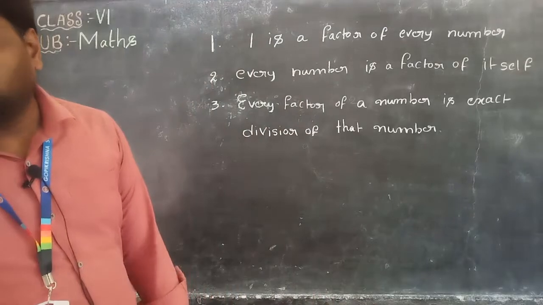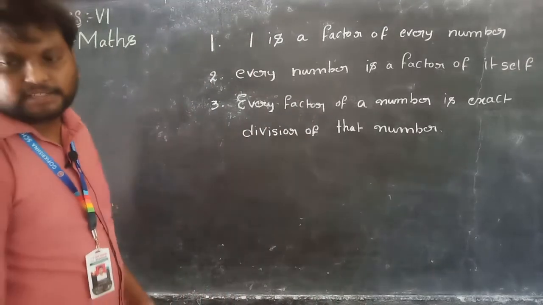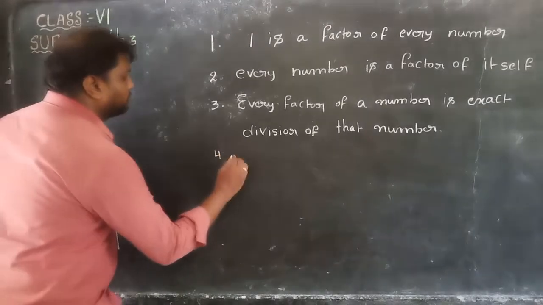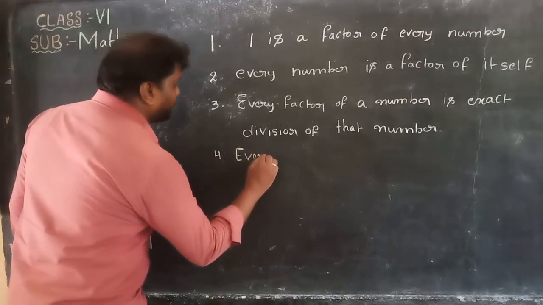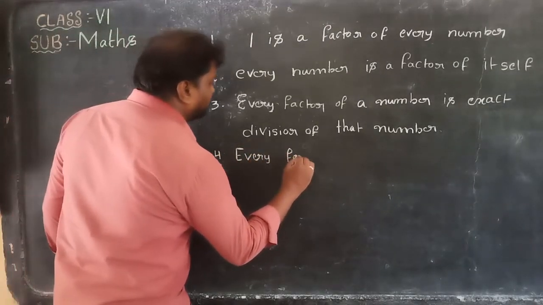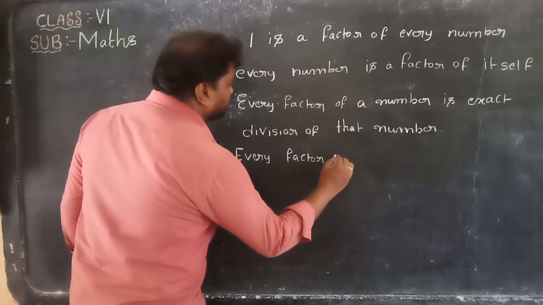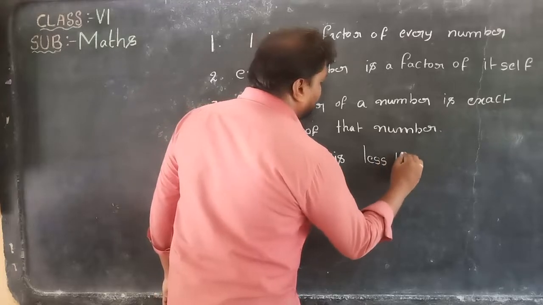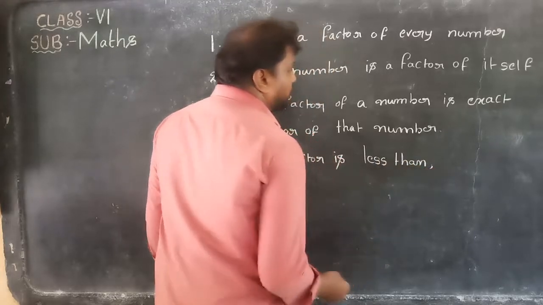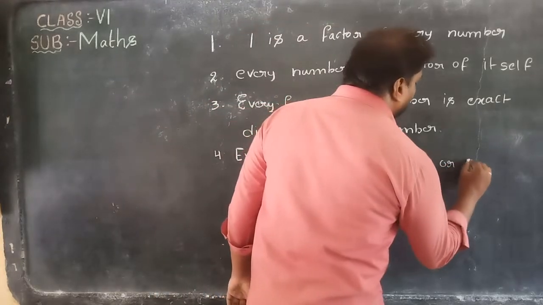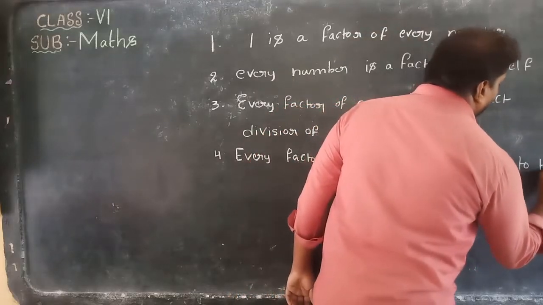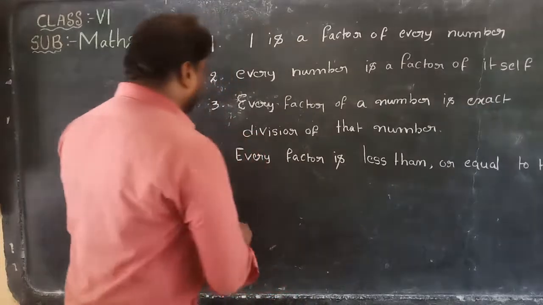Next, the fourth point: every factor is less than or equal to the given number.